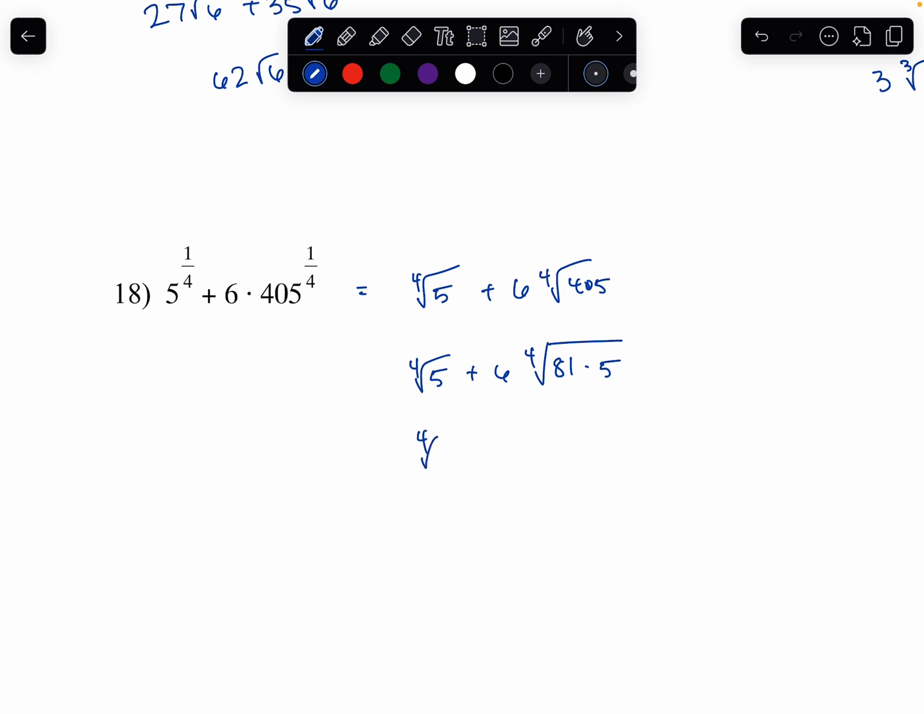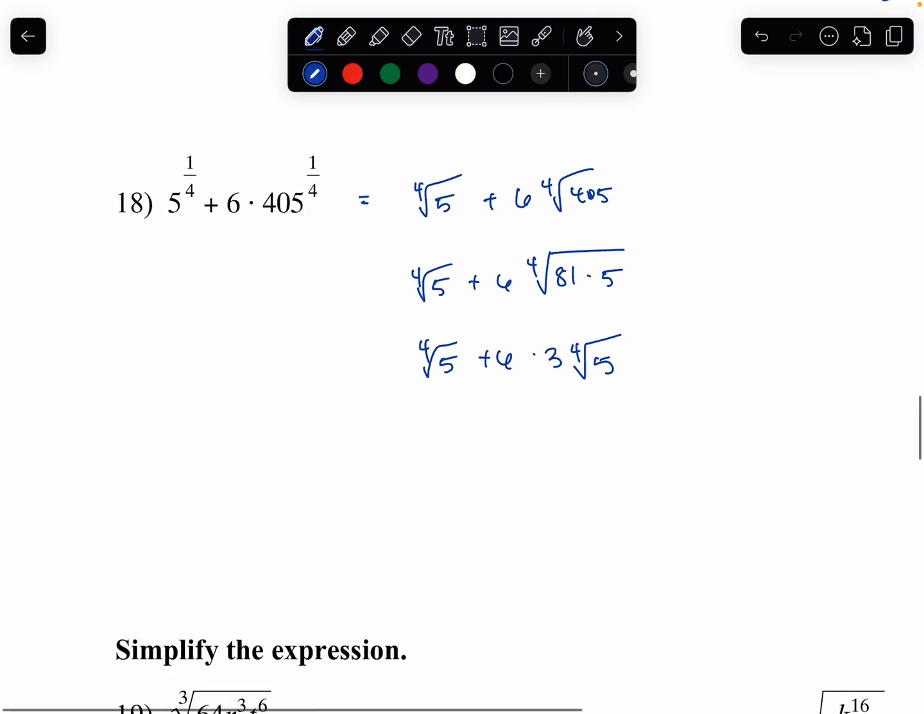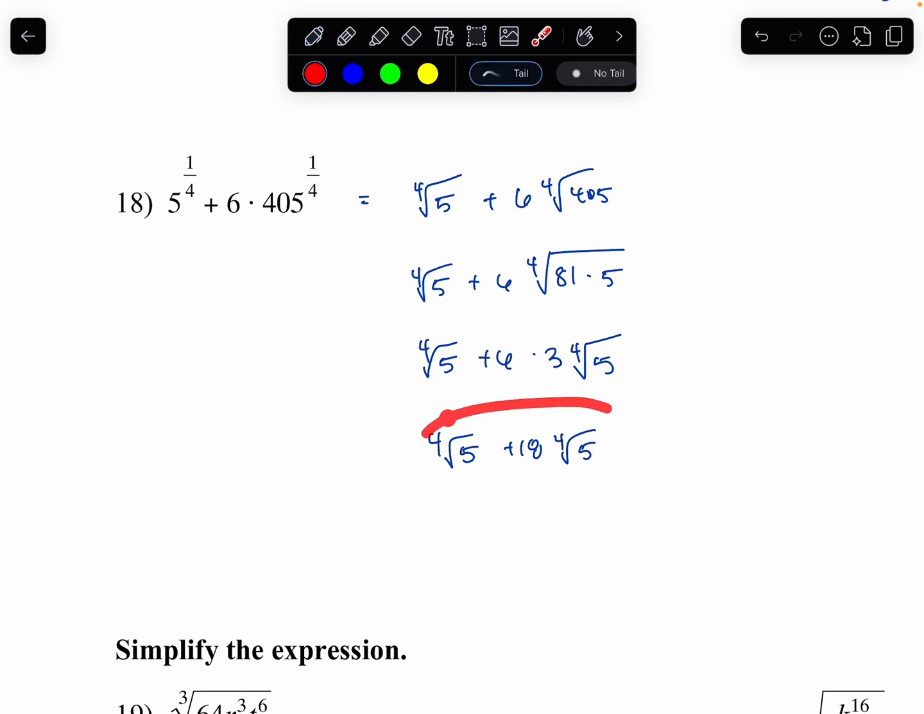So I have 4th root of 5 plus 6 times 3, 4th root of 5. 6 times 3, I can do that part right there. So I have 4th root of 5, and then 6 times 3 is going to be 18. So 18, 4th root of 5. This is 1 fourth root of 5, so in all, I'm going to have 19 fourth root of 5.